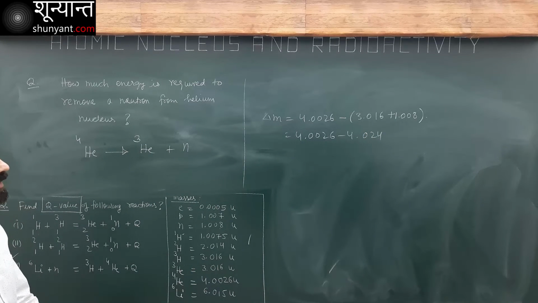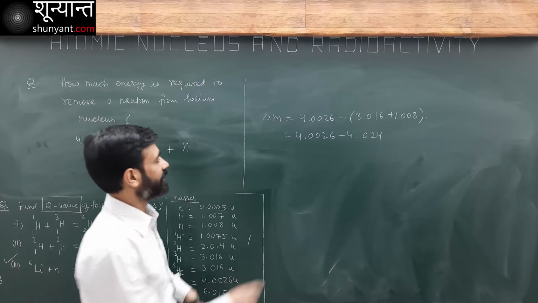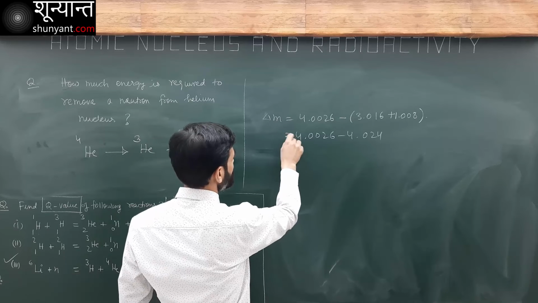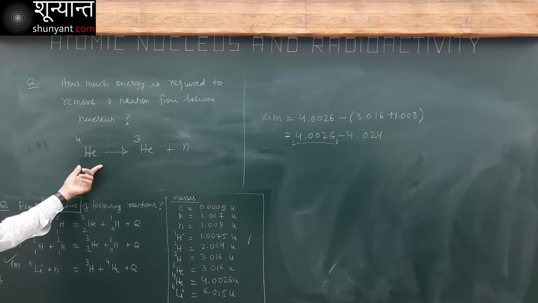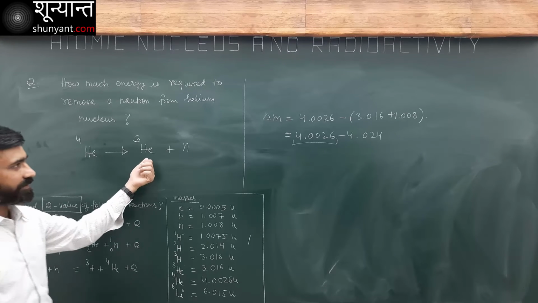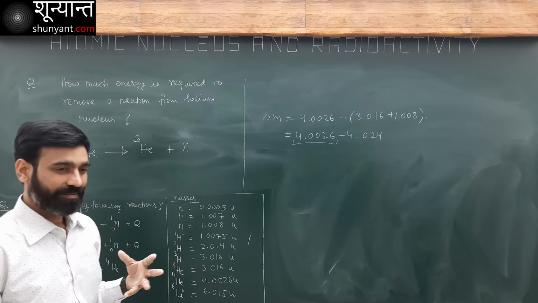What do I have? Do I have a positive answer or a negative answer? This is the mass of the reactant, the reactant nucleus. The mass here is less than this mass. Mass has increased in the reaction.